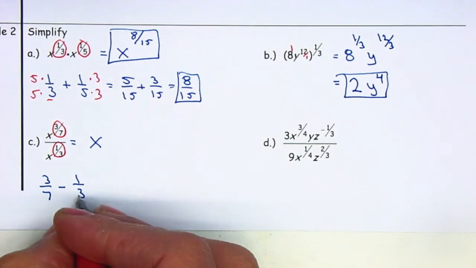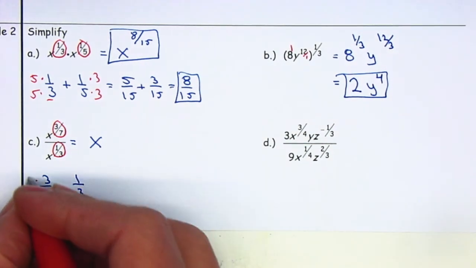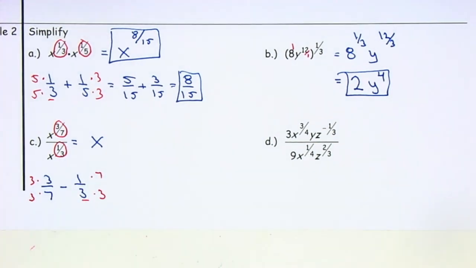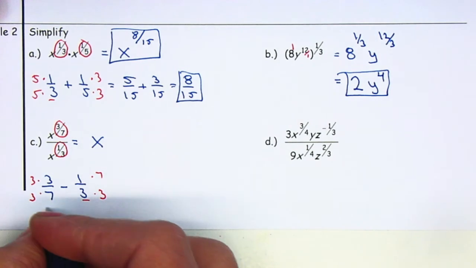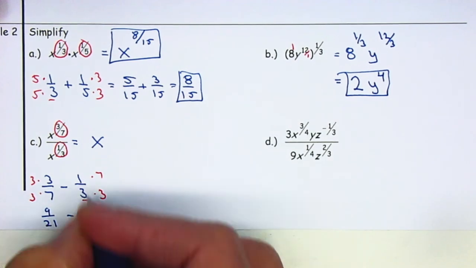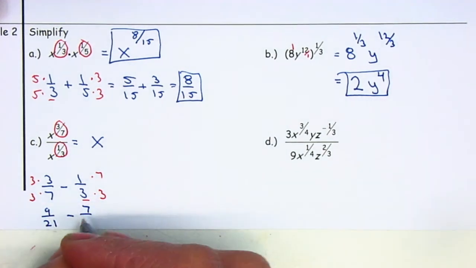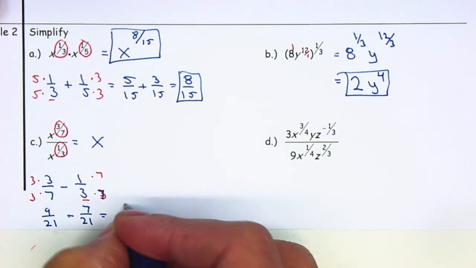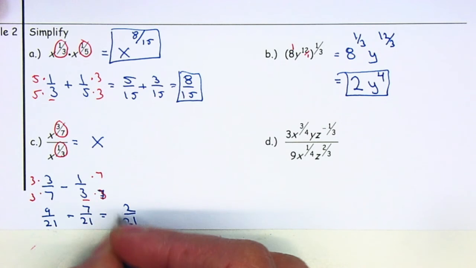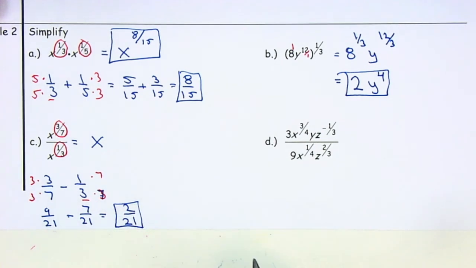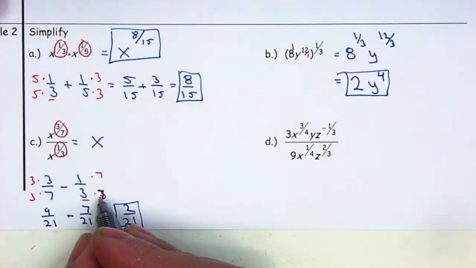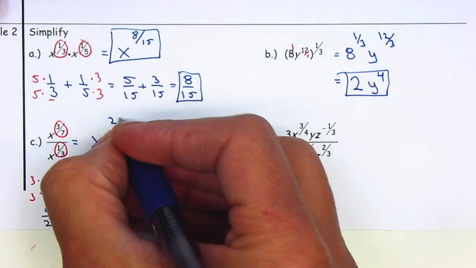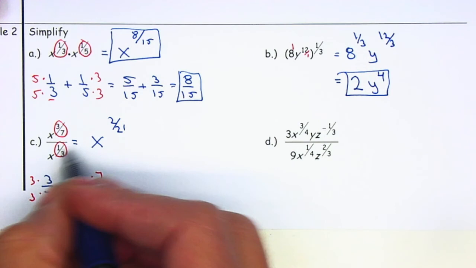The common denominator will be 21. I'm going to multiply by 3 on the left hand side and by 7 on the right hand side. So that will give me 9 over 21 minus 7 over 21. 9 minus 7 is 2. The denominator is kept the same. Remember, I multiply 3 times 7. That's 21. So my exponent will be 2 over 21. We basically just subtracted the exponents.